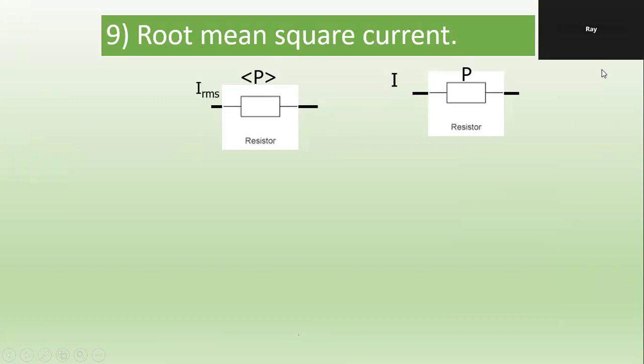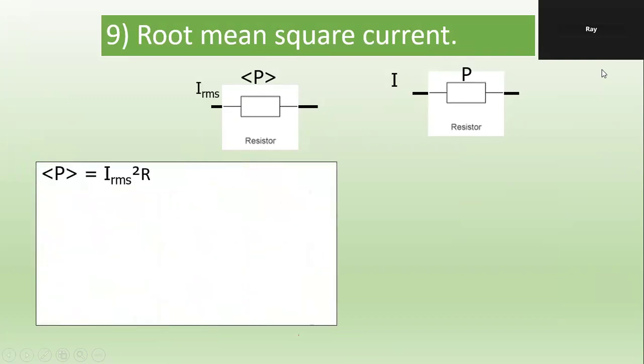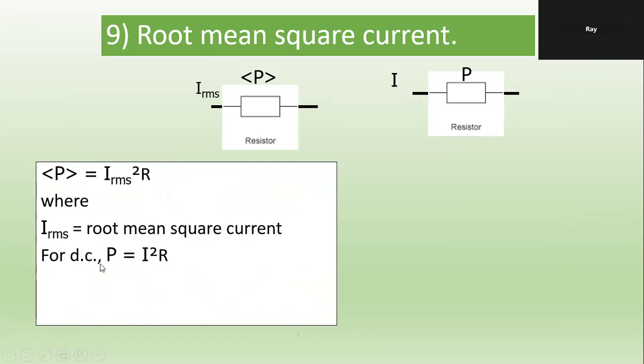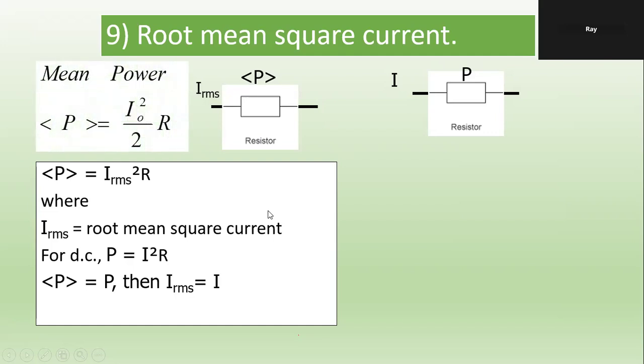Okay, root mean square current. Right? That's your root mean square current times R. It's called root mean square current. For DC, we use P equals I square R. So we make this mean power equal to P. That's how we calculate our mean power for AC. So it's equal to I naught square over 2 times R. And these two are equal.